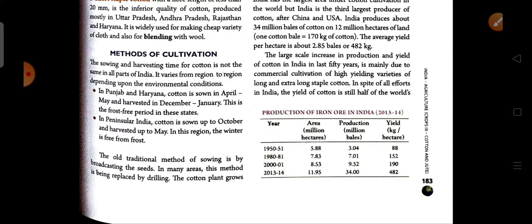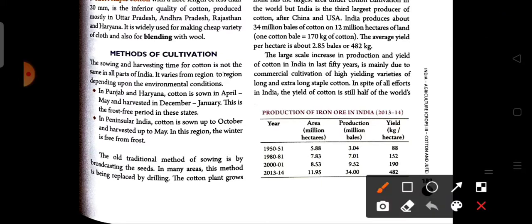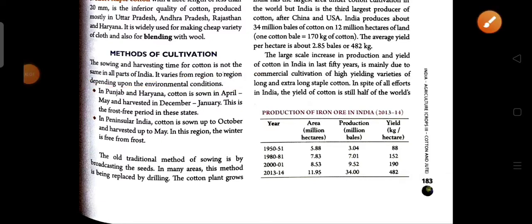So now here we see that the sowing and the harvesting time for cotton is not the same in all parts of India. As we learned before, in all parts of India the cultivation of cotton is not done in the same period. It varies from region to region depending upon the environmental conditions. Due to the various types of climatic conditions prevailing in India, the cotton crops are grown in different parts of India in different periods of the year.